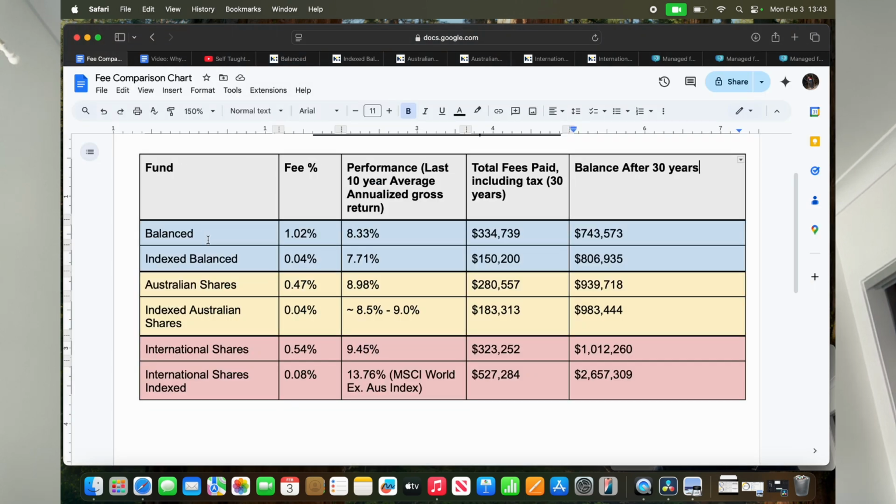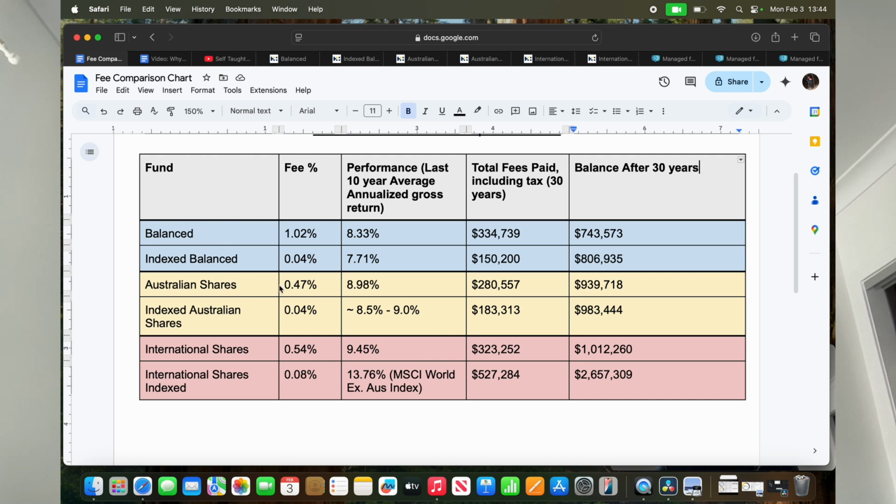So when looking at our balanced fund, we see that the fee percentage is 1.02% when compared to our index balanced fund of a very measly 0.04%. Now you'll see similarities between these as well as these as well as these, and you'll notice that the actively managed funds have a higher fee percentage because they have to pay for the people behind them basically selecting the individual stocks or bonds or alternative investments to go into these funds.